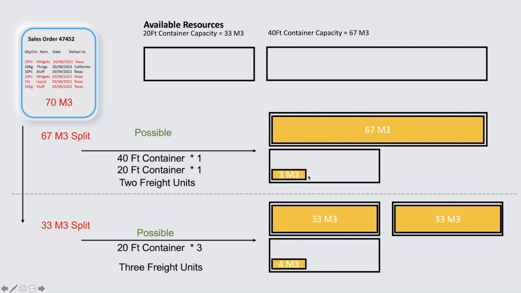From a transportation point of view, it then allows me to put that 67 cubic meter load into my 40-foot container, and I can put the remainder in a smaller 20-foot container, for example.